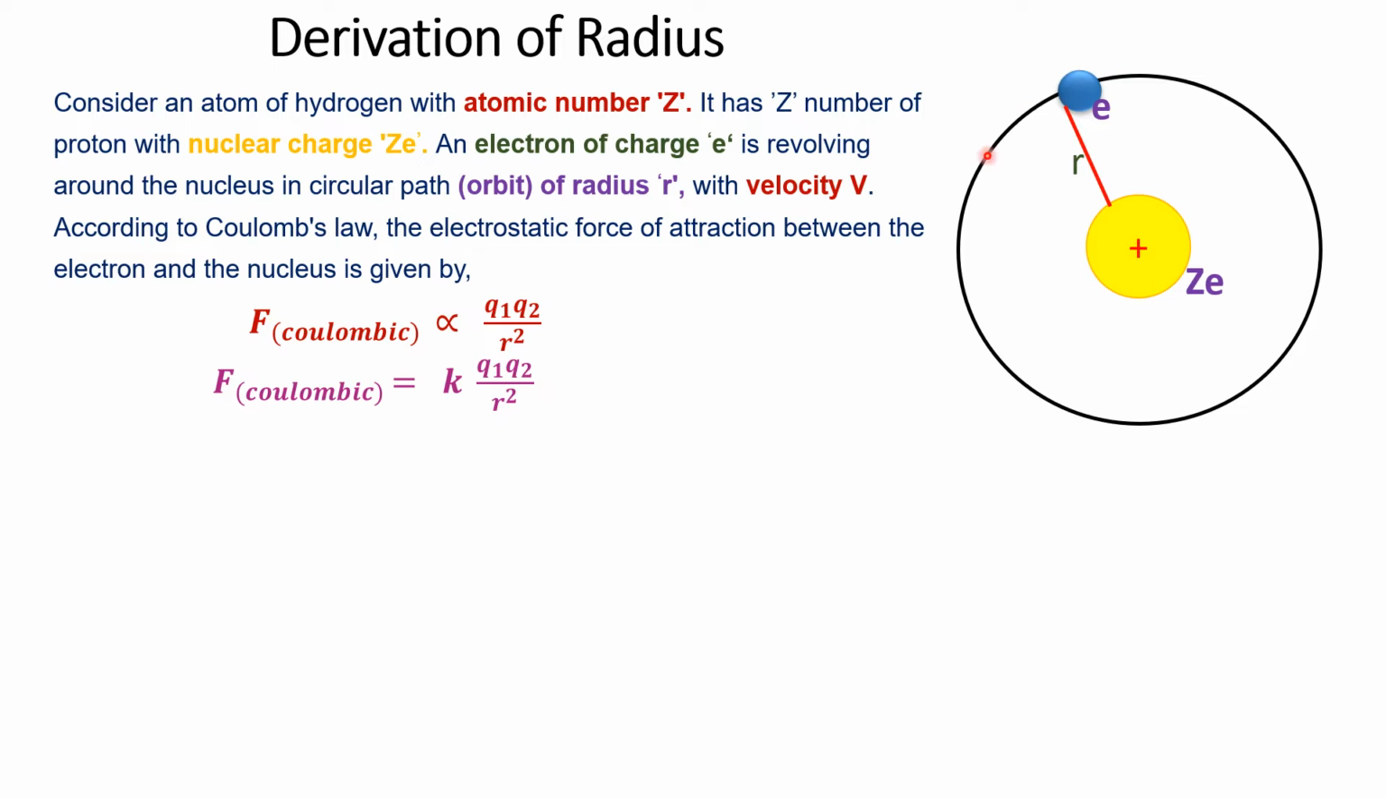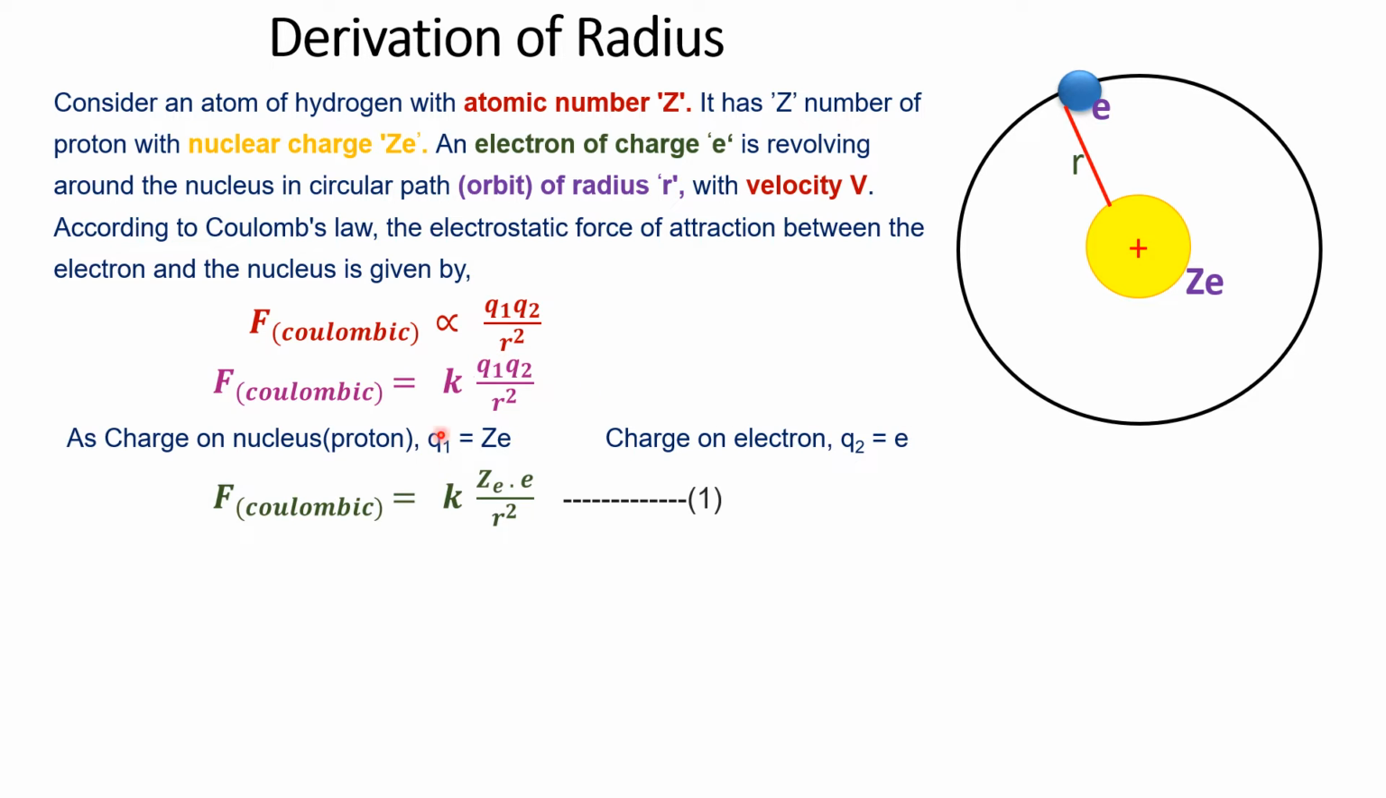Now if we look at this atom, there are two charged bodies. One has positive charge, another one has negative charge. Now we apply this Coulomb law to it by considering the charge on nucleus, that is Q1, is equal to Ze, and charge on electron, that is Q2, is equal to e. Now if we put Ze and e values into this equation, we will get k Ze multiplied by e divided by r square. Ze is charge on nucleus, e is charge of electron, and r is the radius of the shell.